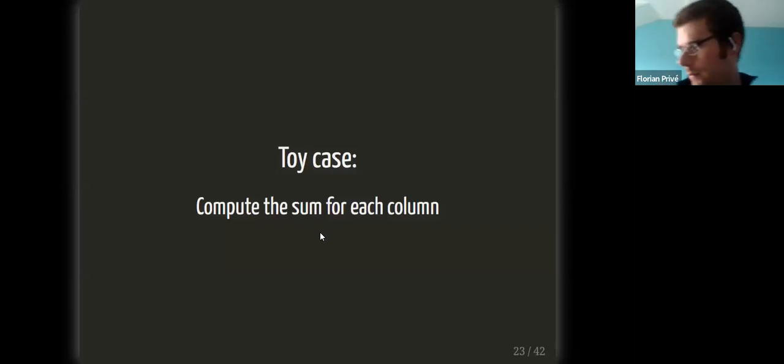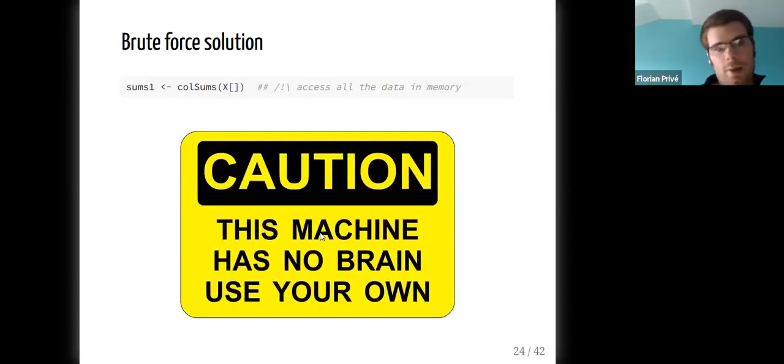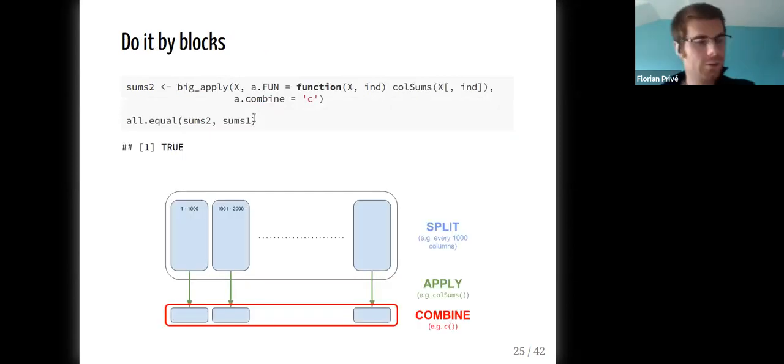Okay, let's look now at the toy case. We want to compute the sum of each column, and I will show 5 different ways to do it. The first one is you access everything as a standard matrix and then call sum. We've seen that we don't really want to do that. So an easy strategy would be the split-apply-combine strategy using big apply.